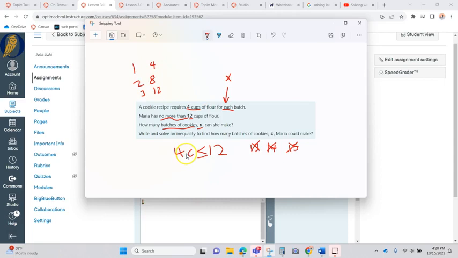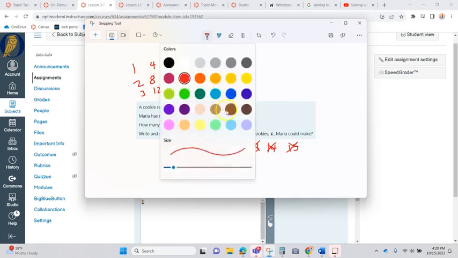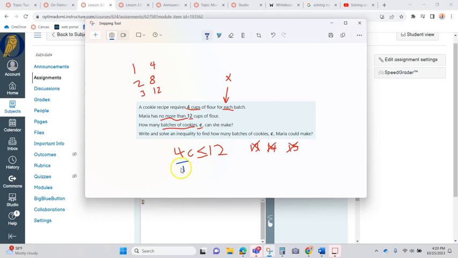Now let's solve. What is the inverse of times by 4? It is divide by 4. 4 divided by 4 is 1. C times 1 is just C. That divided by 4, we have C is less than or equal to the number 3.